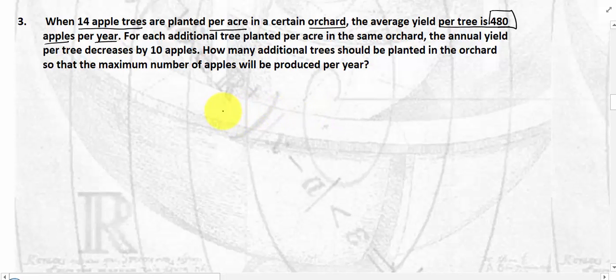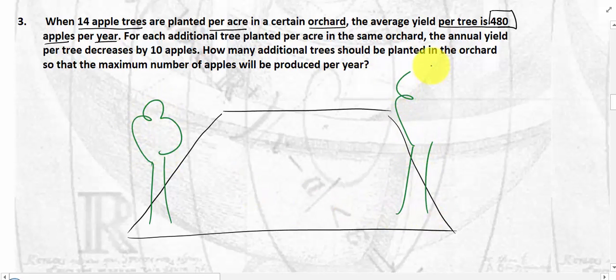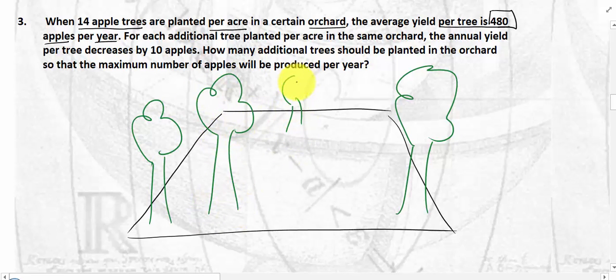Let me do a quick drawing of what's going on. You have an acre right here. Let's suppose that's an acre right there. And you have apple trees growing on the acre. Here's one apple tree, here's another one, here's another one right there. So you have apple trees growing on an acre. When you have 14 apple trees, every tree will give you 480 apples each year. Now, let's keep on reading the problem.